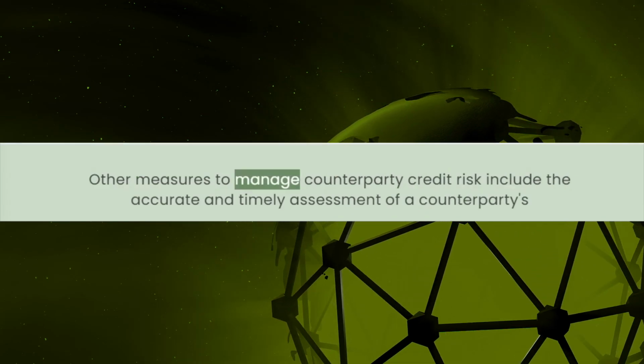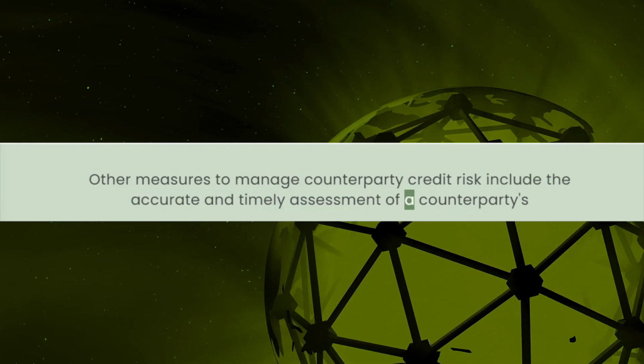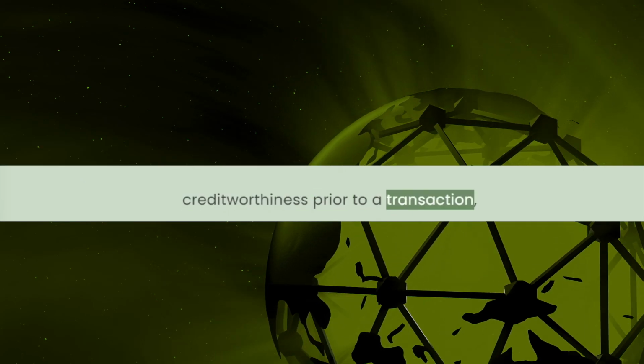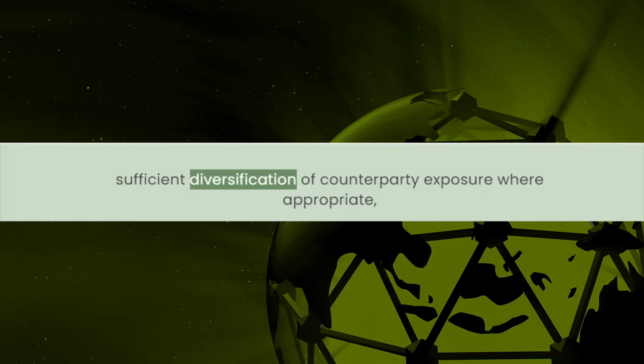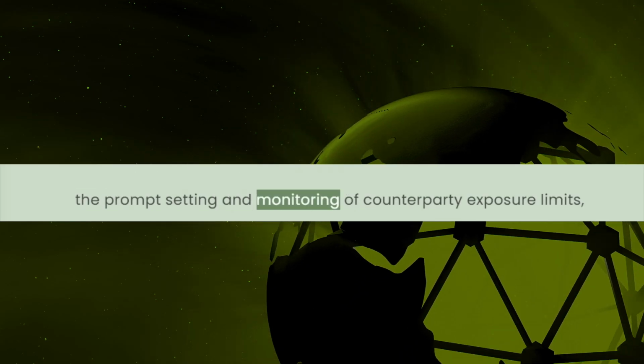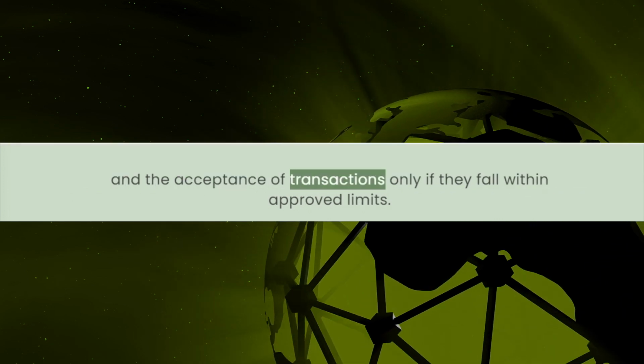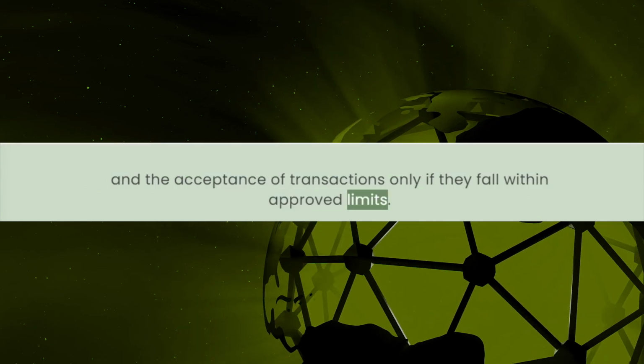Other measures to manage counterparty credit risk include the accurate and timely assessment of a counterparty's creditworthiness prior to transaction, sufficient diversification of counterparty exposure where appropriate, the prompt setting and monitoring of counterparty exposure limits, and the acceptance of transactions only if they fall within approved limits.